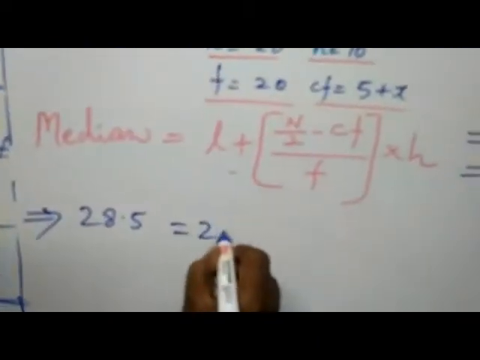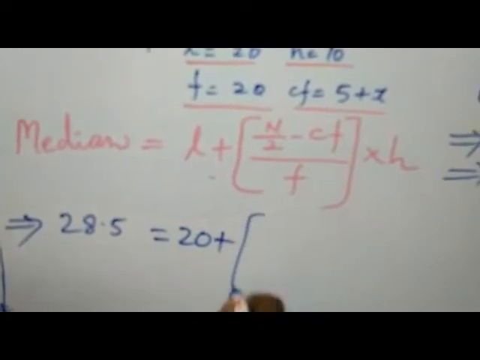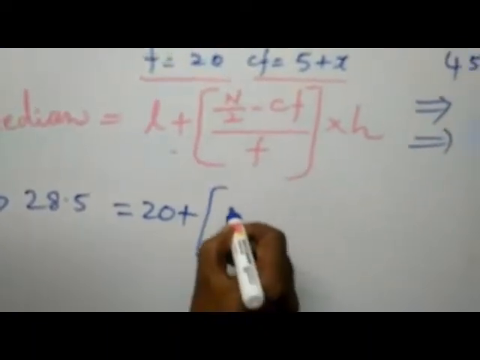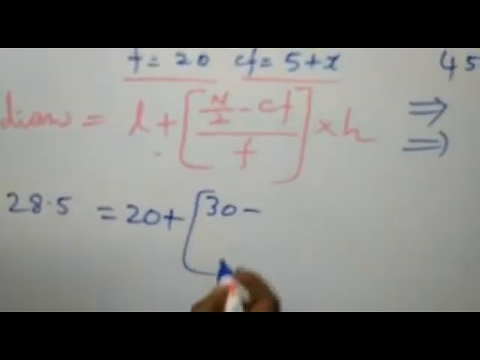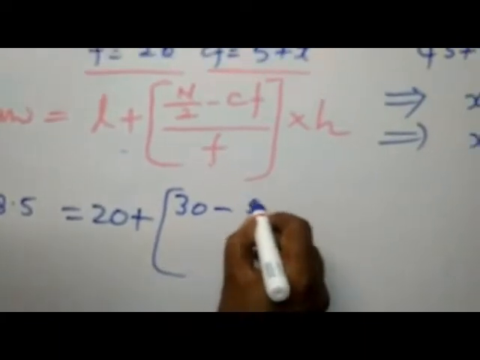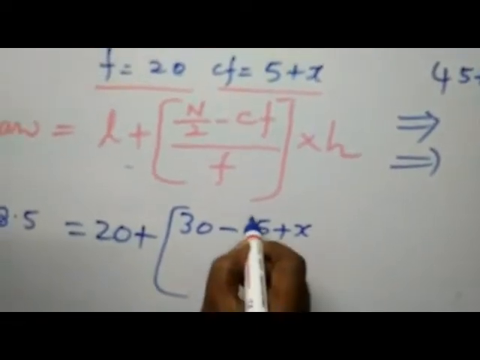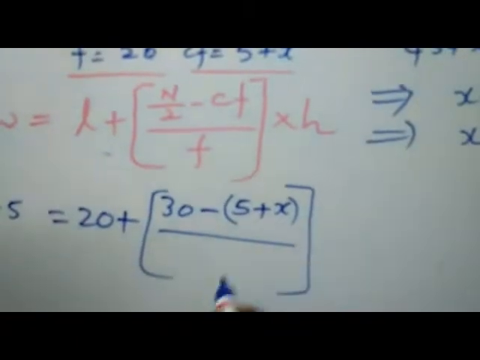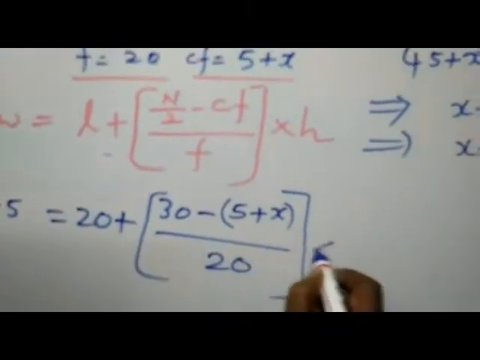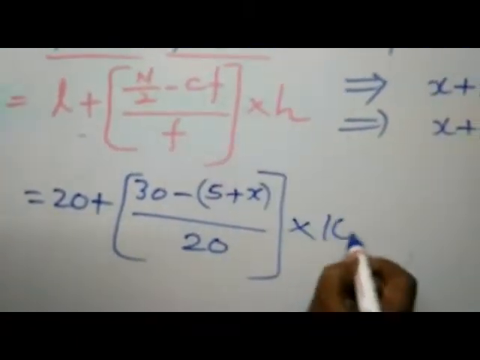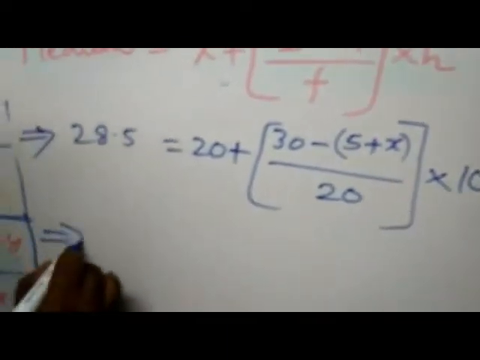Substitute. Median 28.5 is equal to L, which is 20, plus (n by 2, which is 30, minus CF, 5 plus x) by F, F is equal to 20, into H, H is equal to 10. Very carefully we should keep brackets. Why? Because it is a binomial. Very, very important point.